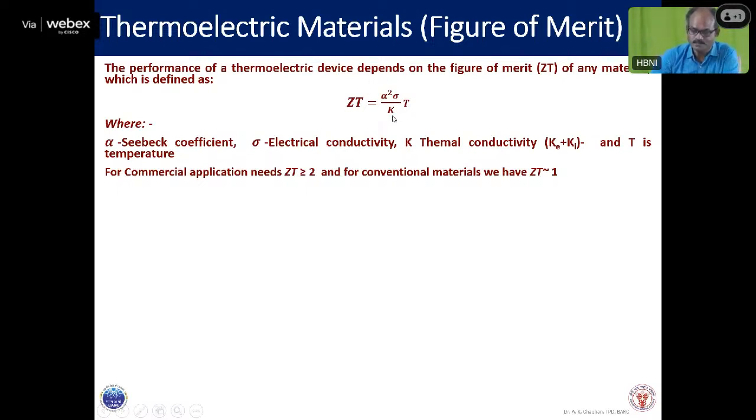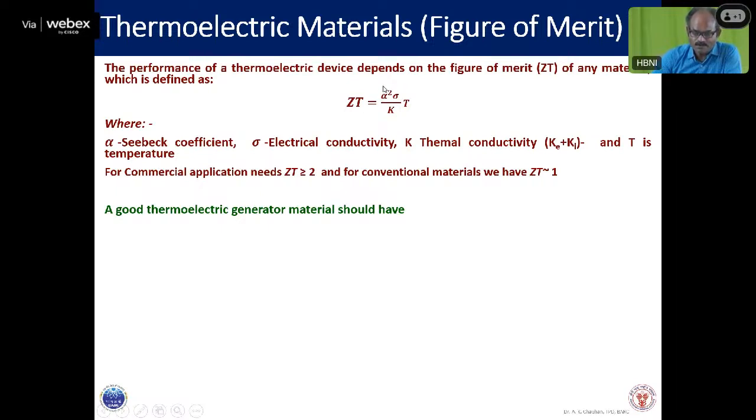So this comprises of two parts. And if you want to commercialize some thermoelectric devices, then in general, if ZT is greater than 2, this is considered as a reasonable thermoelectric material for device applications. In the conventional materials, the value of ZT is nearly 1. So now by seeing this, the more the figure of merit, better is the thermoelectric material.